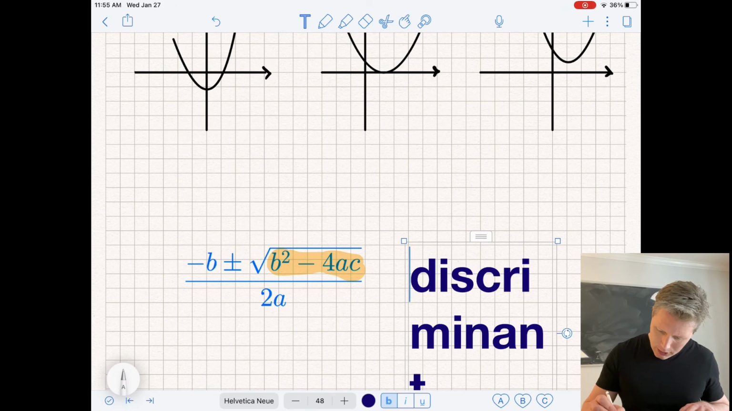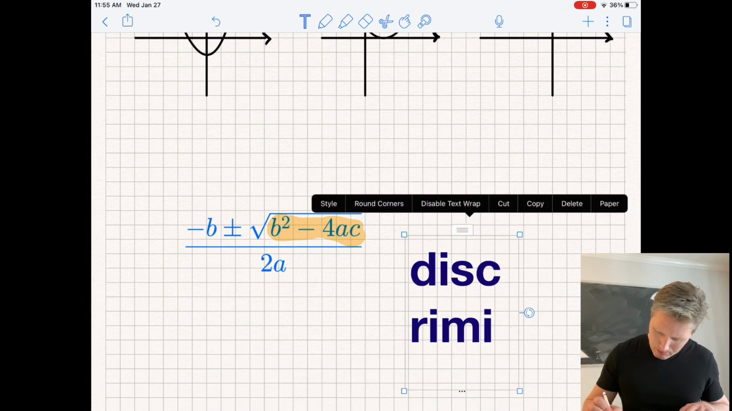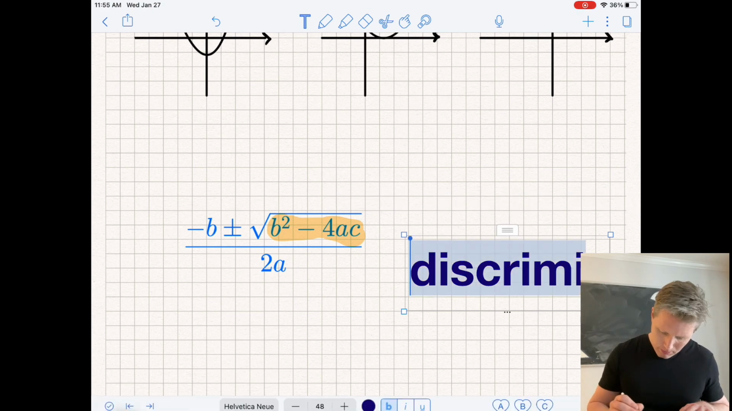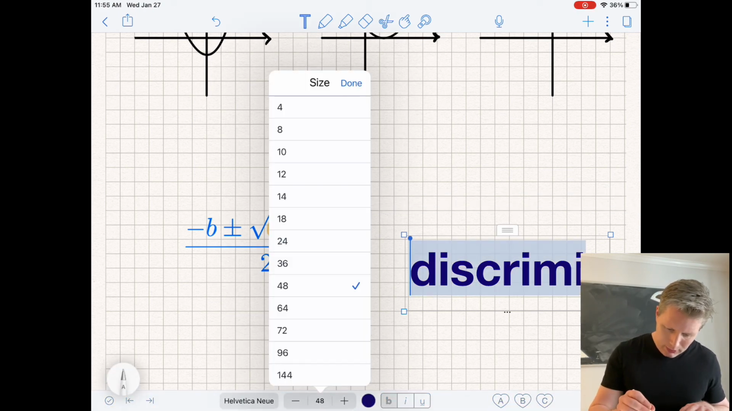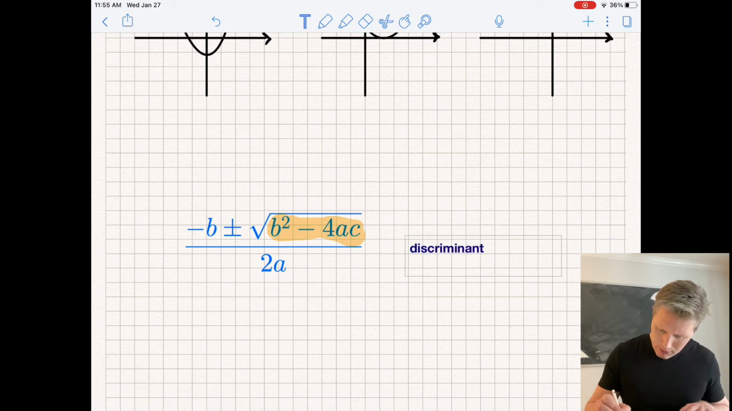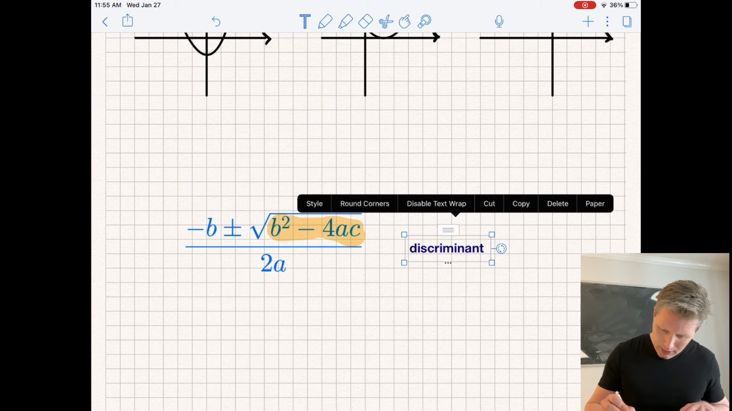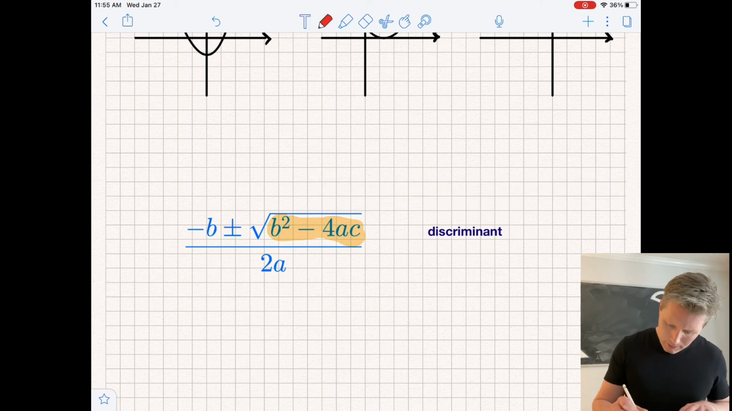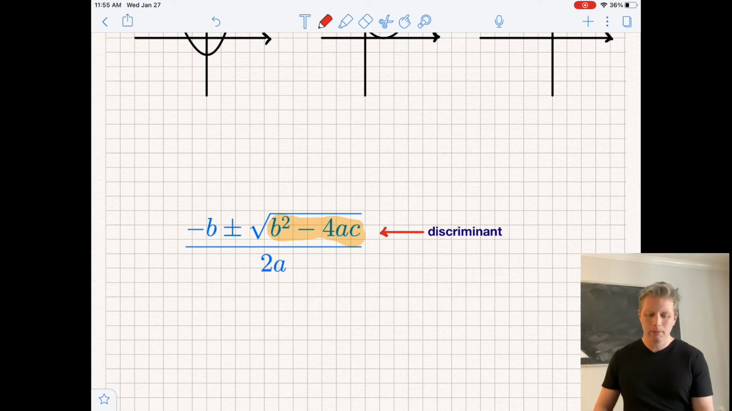Oops, it's a little large. Let me make that a little smaller. Too small. There we go. So this is the discriminant right here. It's this part of the quadratic formula, b squared minus 4ac.